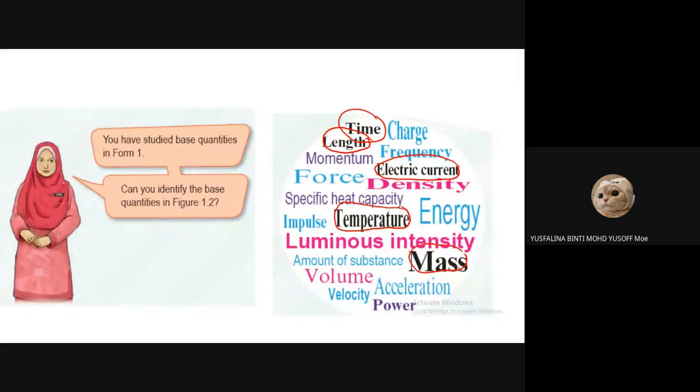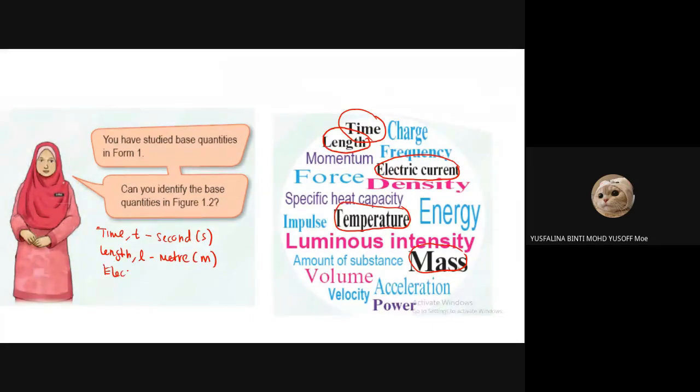But we will do a revision. I'm sure some of you already forgot, because Form 1 is like 3 years ago. So maybe some of you already forgot, but I will put it here. The 5 base quantities that you already learned from Form 1: time, the symbol is t, and the unit is second, s. And then length, the symbol is l, the unit is meter, and the symbol is m.